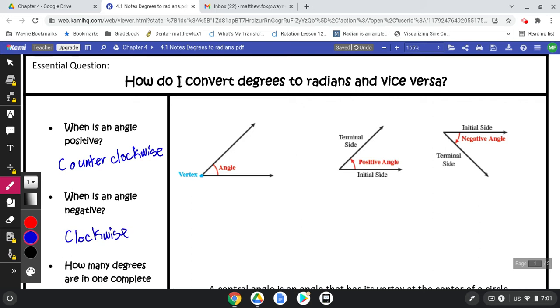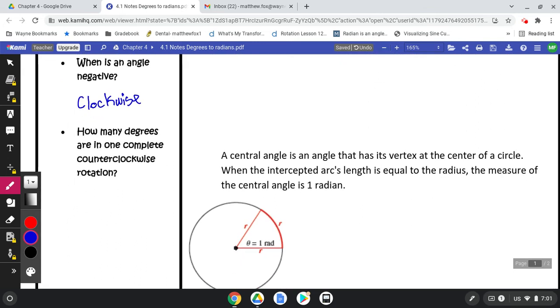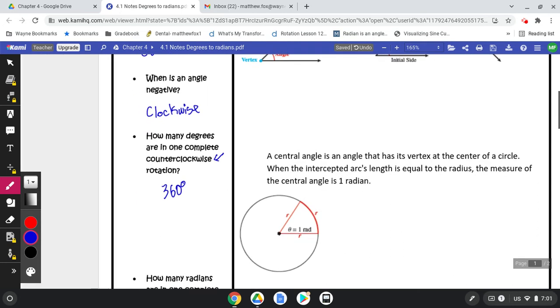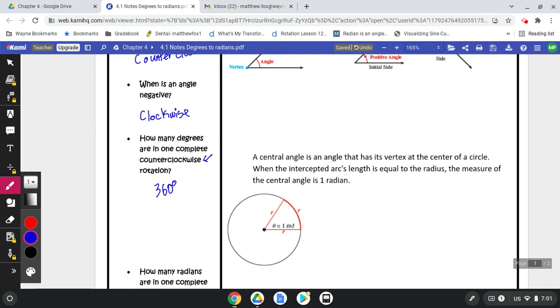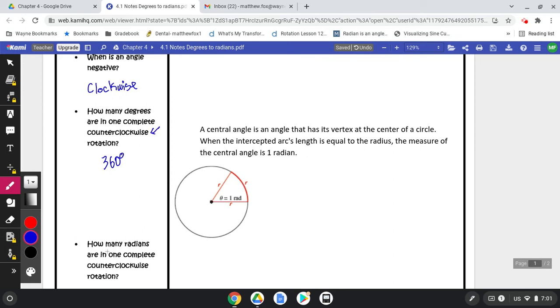All right, now if we would go the full way around, we talked about this, the full way around the circle, that's going to be 360 degrees. So how many degrees are in one complete counterclockwise rotation? 360 degrees. And some of you might wonder, why is this word in there? But in order for it to be 360, it has to be counterclockwise. If it was clockwise, it would be negative 360 degrees. Okay, now the question is, how many radians are in one complete counterclockwise rotation?